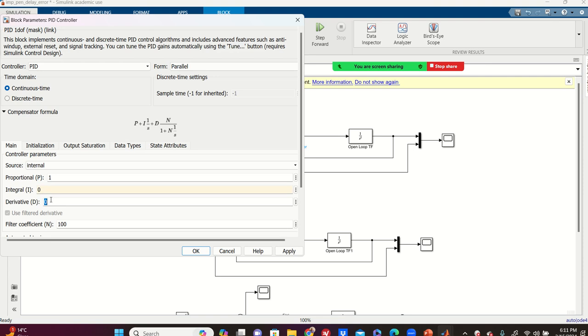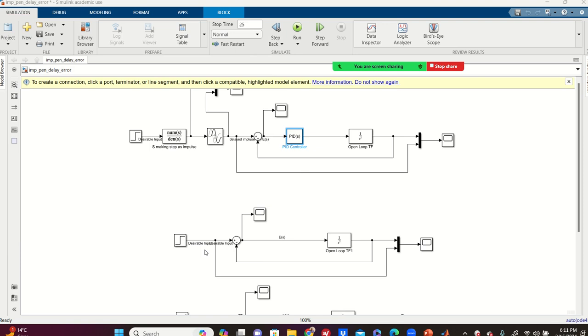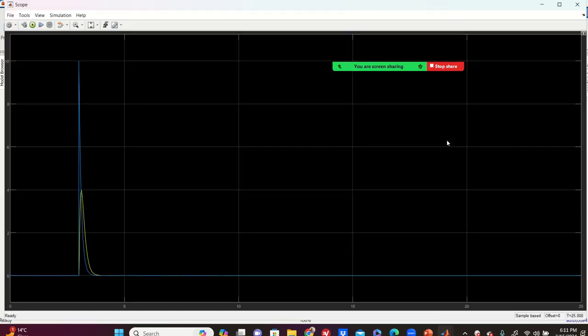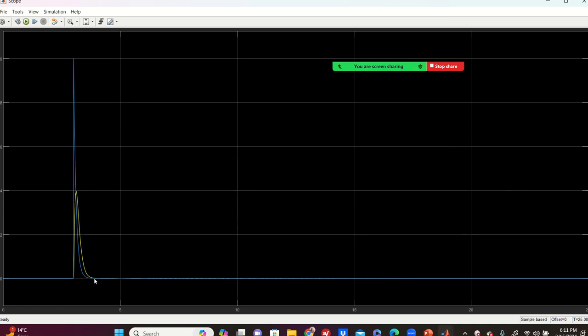Integrator is 0, and here it's going to be set for derivative PID. Now I'm going to tell you why I'm teaching you this. Okay, if I run this, remember from previous class? You see the output follows the input by putting the PID controller, even with the input delay.